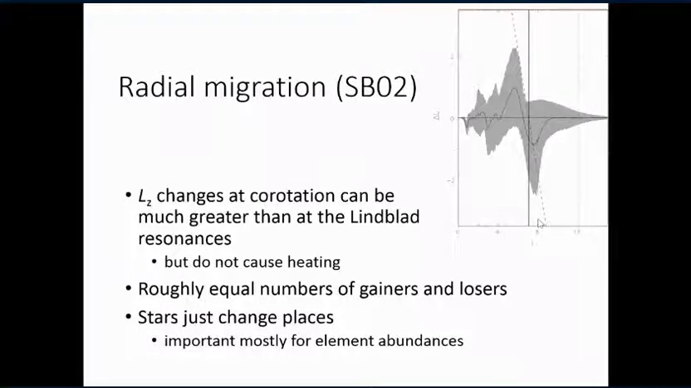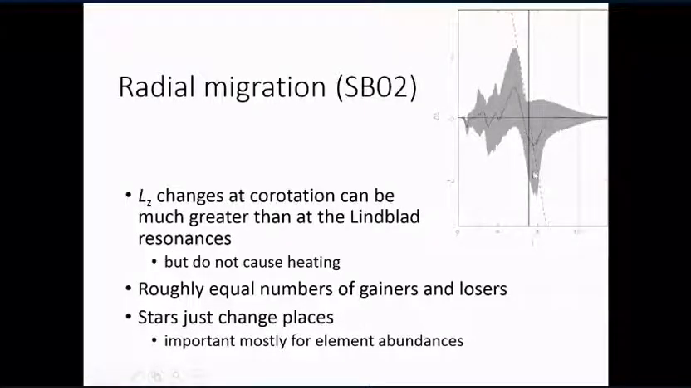Let me move on to radial migration. This is a subject which came up in a paper I wrote with Binny back in 2002, and what I mentioned when we talked about the Lindblad diagram was that changes at co-rotation can be much greater than changes at the Lindblad resonances. And so once again, here is a diagram showing the change of angular momentum as a function of angular momentum. I hope you can see that. It's very faint, isn't it? Change of angular momentum in the vertical direction as a function of angular momentum in the horizontal direction as a result of a single spiral disturbance.